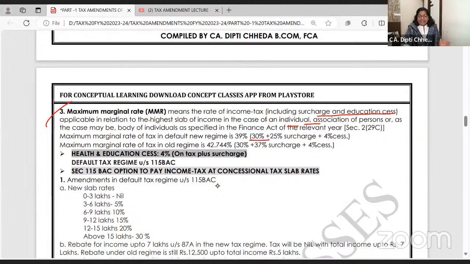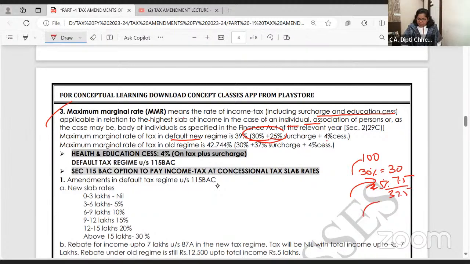30%. Highest rate of surcharge on tax? 25% in case of the default tax regime. And how much cess on tax plus surcharge? Health and education cess of 4%. So are you all with me? In your default tax regime, the highest rate of tax an individual will pay on 100 rupees is 30 rupees of tax. On 30, surcharge is calculated at 25%, that's 7.5. So 37.5.